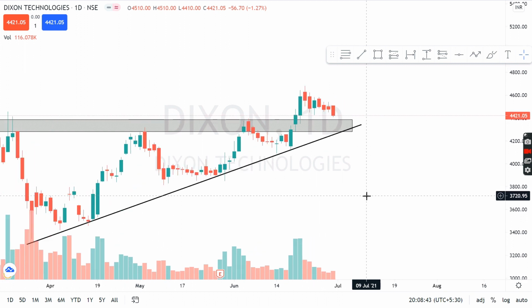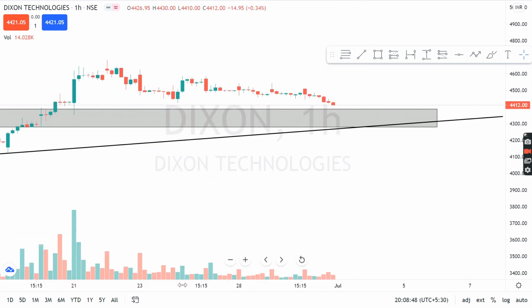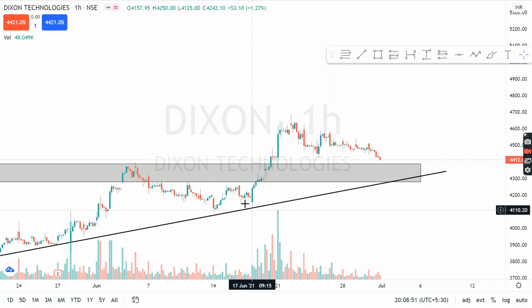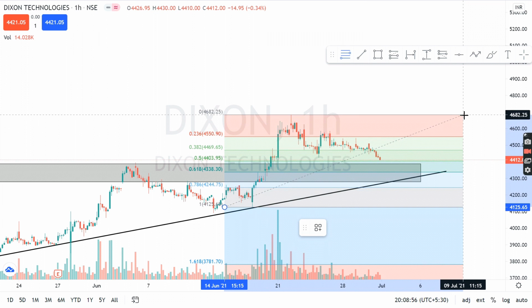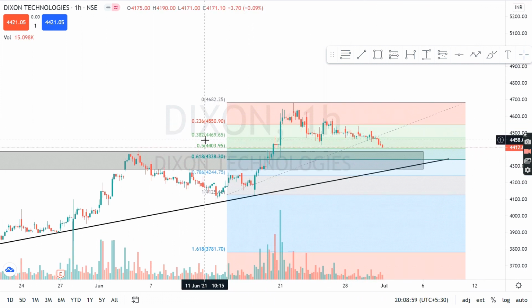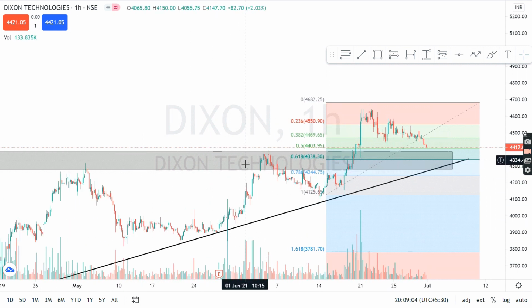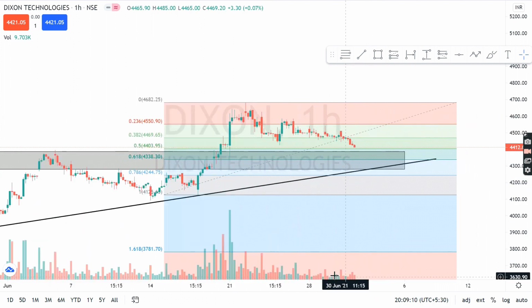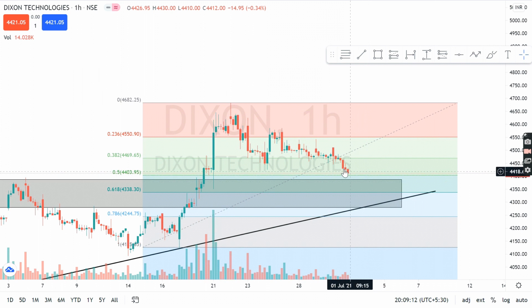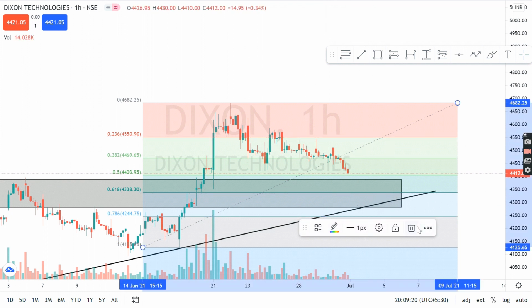The second thing is, if we come to the hourly time frame, from the last swing, and we apply the Fibo tool from the last swing to the highest point, we can see that the 0.5 level is exactly at the resistance zone which it had created and of which it has given a breakout. So we can assume that it will test its 0.5 level, take support from here, and then again tend to move up. So guys, we have to wait for this trend line.